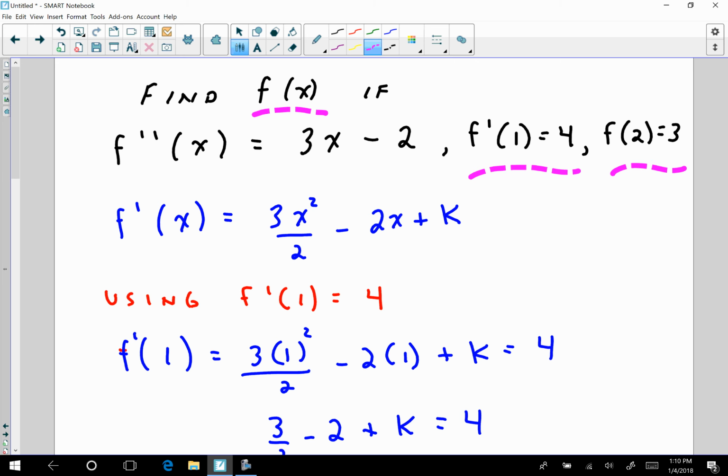Step 1 is to find f prime by anti-differentiating f double prime. So what I'm going to do, to get from this step to this step, I'm going to add 1 to this exponent. I have 3x to the 1. 1 plus 1 is 2. Divide by 2. And I have 3x squared over 2 minus, we know the antiderivative of 2 is 2x because the derivative of 2x is 2. And I can't forget this constant of integration. So this is my first derivative. This is f prime of x.